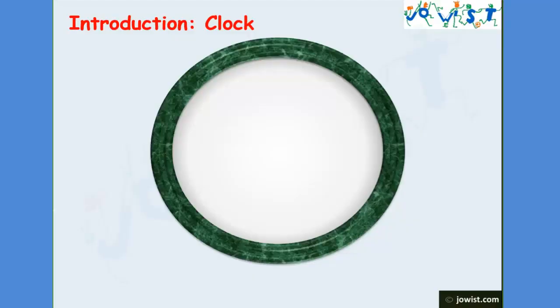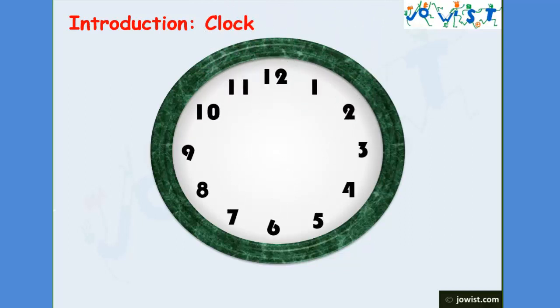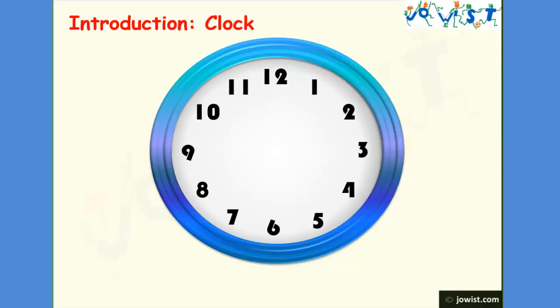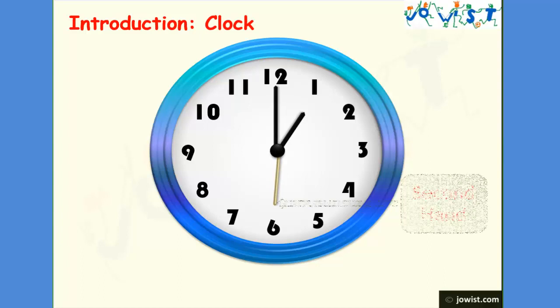Introduction to a clock. This is the face or the dial of a clock. It has the numbers from 1 to 12. The face of the clock is called dial. The dial has 3 hands: 2 thick hands and 1 thin long hand. The thin long hand tells the second. It is called second hand.